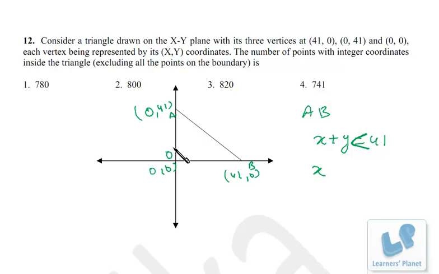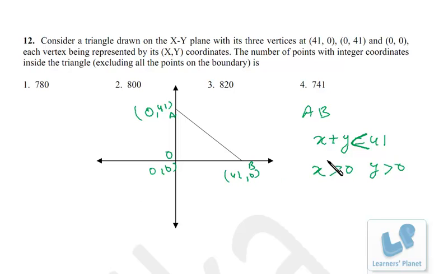X should be greater than 0, because if x is equal to 0, the point will be on this line, right? So that means x should be greater than 0. Now similarly, y should also be greater than 0, because if y becomes 0, the point will be lying on this boundary. So now we have three conditions: x plus y is less than 41, where x and y, both of them are positive, right?